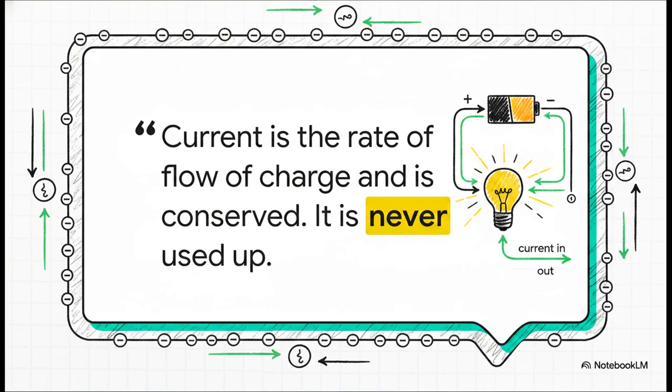Which actually brings us completely full circle back to our very first concept. As this quote perfectly summarizes, current is the rate of flow of charge and is conserved. It is never used up. The electrons flow out of the battery, they transfer their energy, their voltage, to the bulb, and then they flow right back around to the battery to pick up more energy. The current flowing in is exactly equal to the current flowing out. Literally only the energy is transferred.